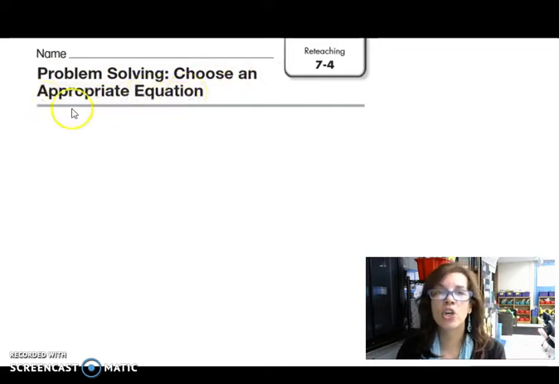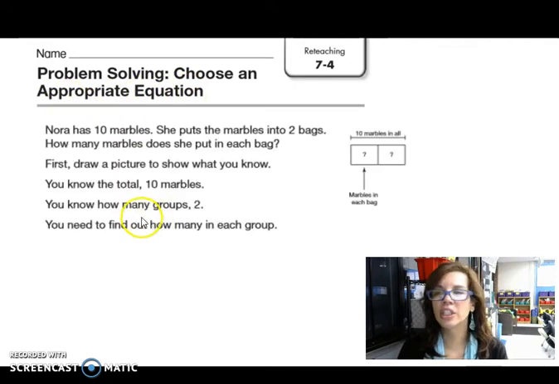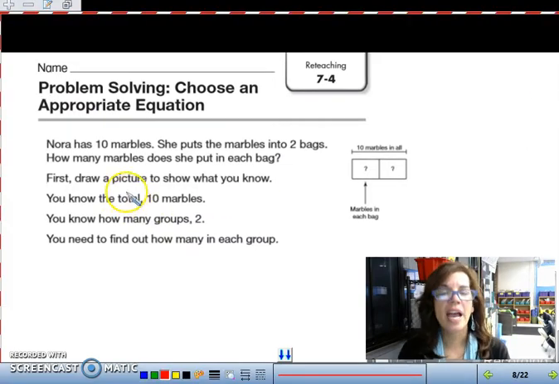¿Qué es la ecuación adecuada? What is the best one that matches our division situation? Let's look at this one. Nora has 10 marbles. Okay, here she has 10 marbles. She puts the marbles into 2 bags.